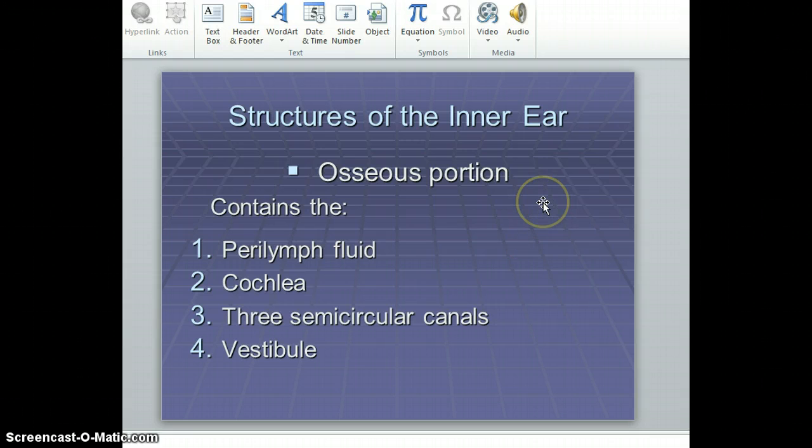So, to discuss the osseous portion, it contains the following. There are 4 items or parts within the osseous or bony portion. The perilymph fluid, the cochlea, which I know you all are very familiar with by now hopefully, and we'll learn more about going forward. There are 3 semicircular canals and also the vestibule.